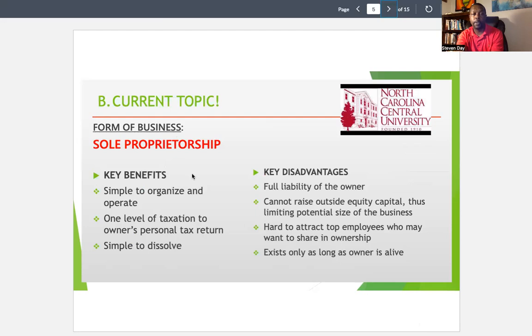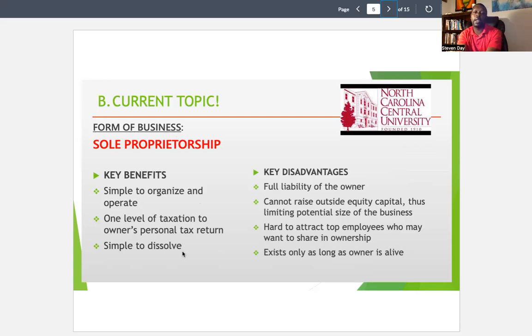So sole proprietorships, here are some of the benefits of this form. It's simple to organize. Usually you're a mom and pop, you start a barbershop, restaurants, something like that, you'd be a sole proprietorship. One level of taxation, to the owner's personal tax. So you take the liability there. It's simple to dissolve.